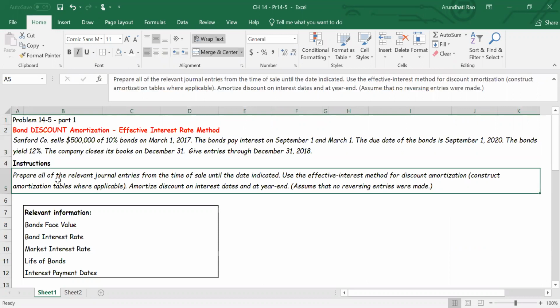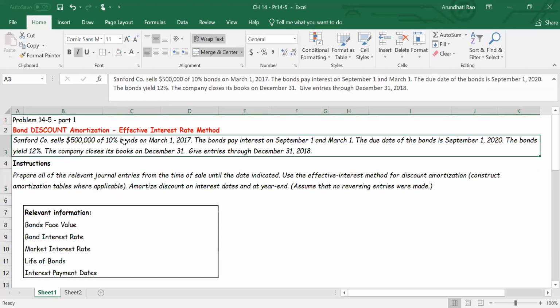When we read through the instructions, we are told to prepare all the relevant journal entries from the time of sale until the date indicated, which is December 31st, 2018. To use the effective interest rate method for discount amortization, they want us to construct the tables, and they tell us that we need to amortize the discount on interest dates and year end. Assume that there are no reversing entries made. So the only complication in this particular problem is the fact that your year end doesn't coincide with when the interest is paid.